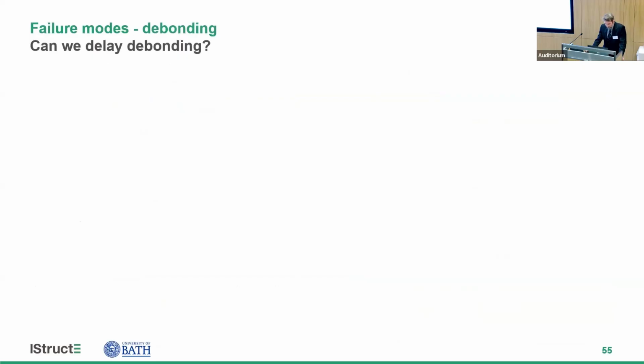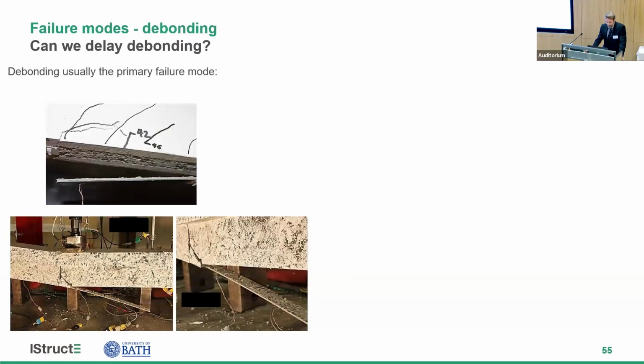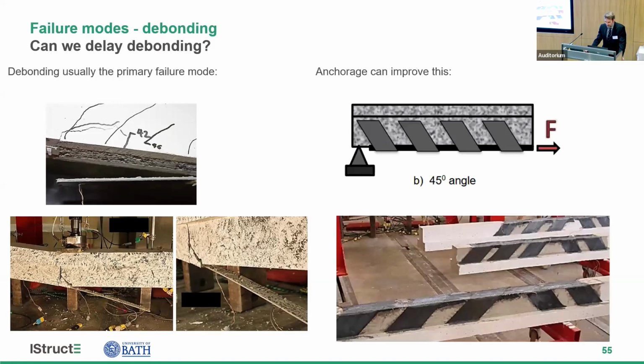And then the failure of these beams was ultimately by that debonding failure. So we asked ourselves, well, if we could prevent that debonding or delay that debonding, can we get extra redistribution? And we did. We anchored our FRP tension reinforcement by using these sort of angled U-wrap anchorages. There's different ways you can do it, but this is what we chose.